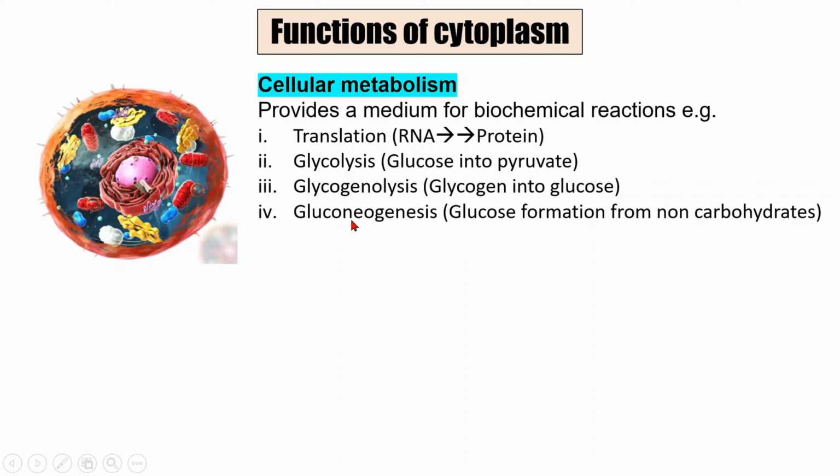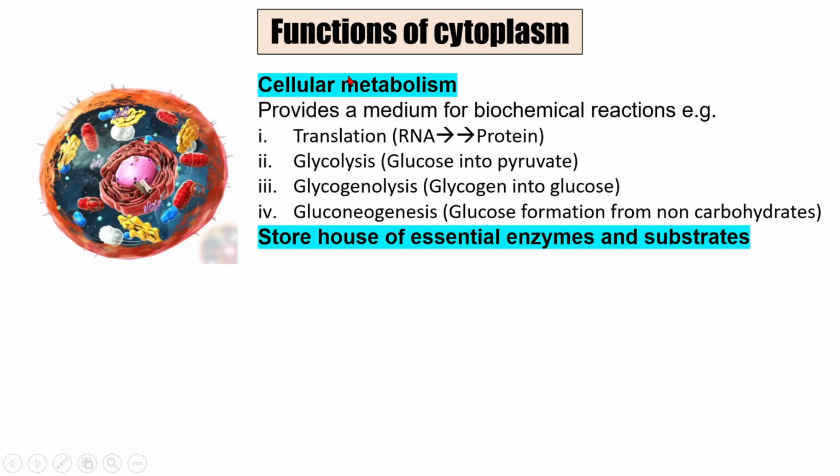Gluconeogenesis. It means the formation of glucose from non-carbohydrates like fats and proteins is called gluconeogenesis. So what's the key difference between glycogenolysis and gluconeogenesis? Because both are responsible for the formation of glucose. The key difference is that glycogen is a carbohydrate. So the conversion of a carbohydrate into glucose is called glycogenolysis. But if the glucose is formed from a non-carbohydrate source like lipid or protein, then we call it gluconeogenesis.